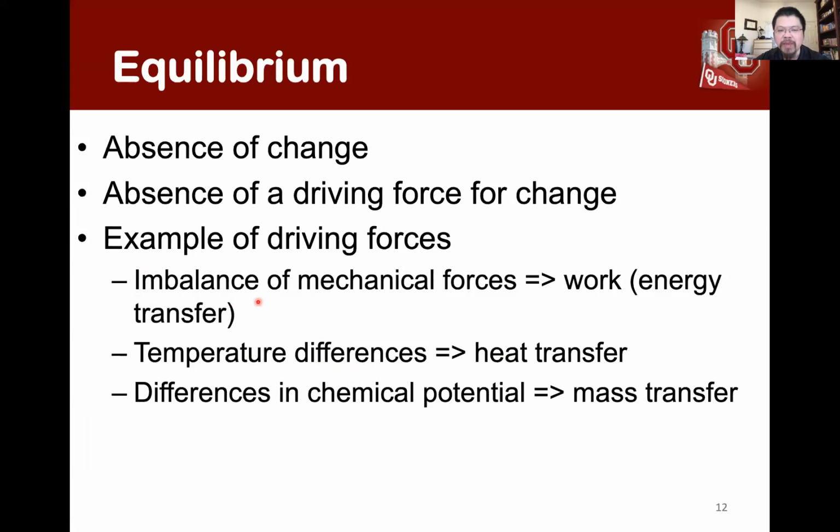If we are going to have the imbalanced mechanical forces, then there will be work. So heat and work will be the driving force. At the same time, we are going to have the mass transfer. And the mass transfer will be driven by the chemical potential, the concept we will discuss in a minute. So whenever we look at the equilibrium or not, we need to look at the driving force.